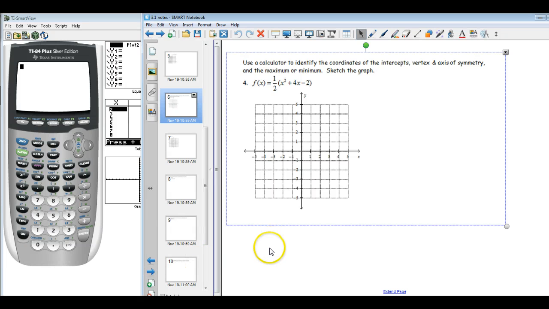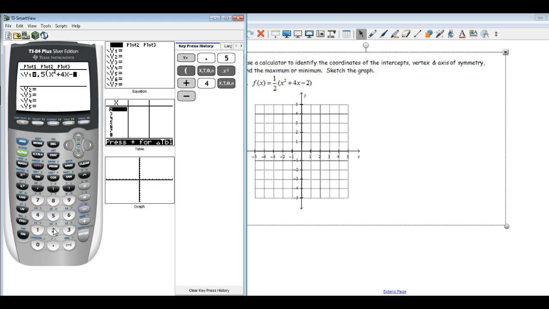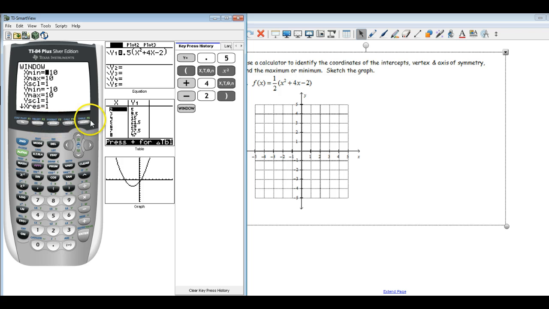Welcome to the second half of Chapter 3 notes. I need you to make sure you have a calculator out. We're going to find the intercepts and the vertex with calculators this time. So go to y equals and type in the equation. We're just going to use a standard window, -10 to 10, and then graph.